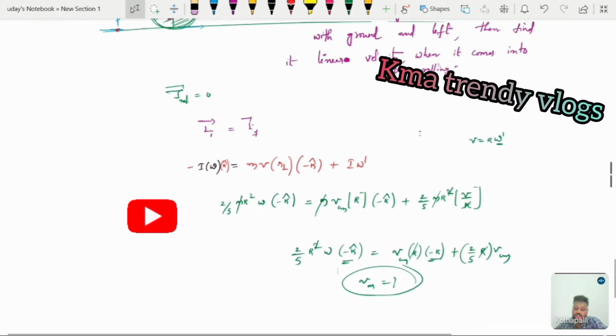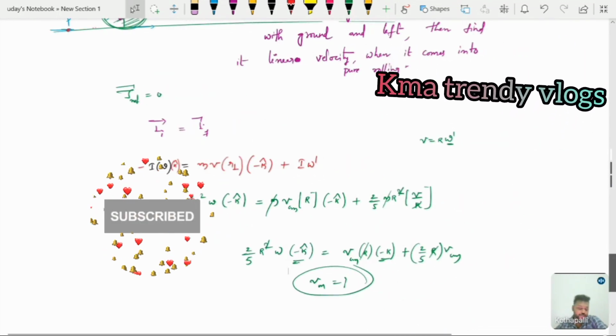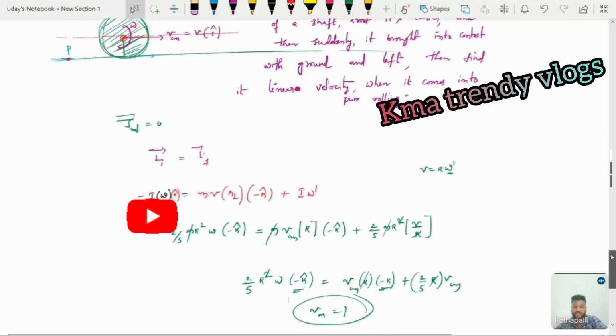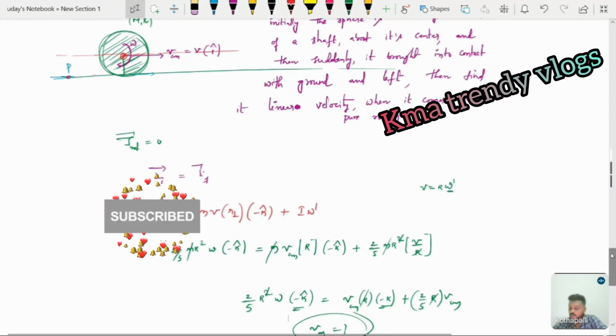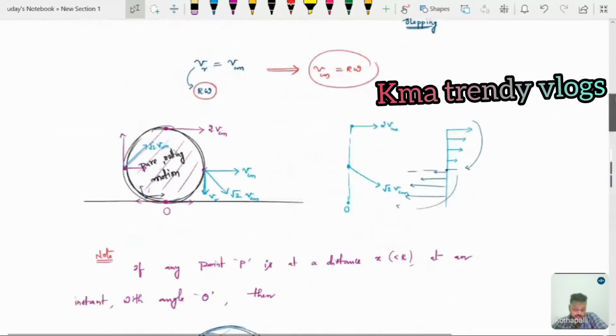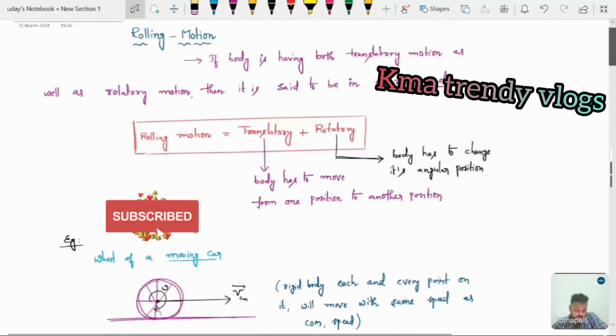Conservation of angular momentum and applications of angular momentum are very important for level 2 and level 3 questions. So please practice those concepts. Okay, let me take photos and upload them in the group. Wait till then.